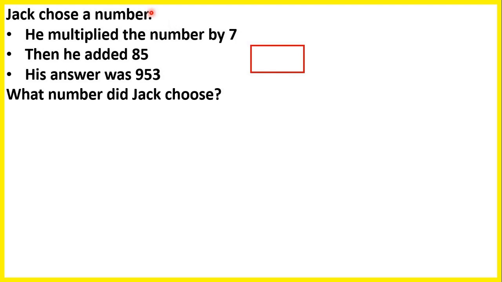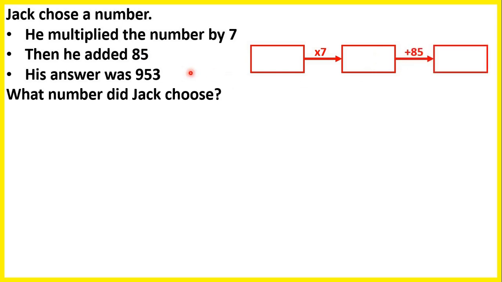So Jack chose a number. He multiplied the number by 7, so we can write times 7 with the first arrow. Then he added 85, so we can write plus 85 with the next arrow. His answer was 953, so after he'd added 85, he got 953. So first, let's work out this number here.